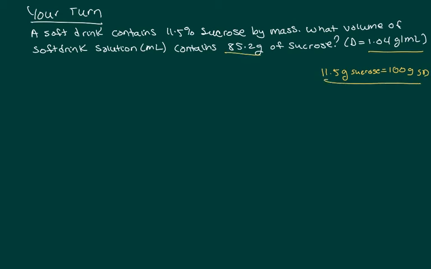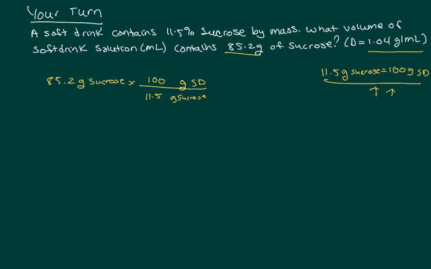Now let me start with what I'm given. I'm given 85.2 grams of sucrose, and I can go from grams of sucrose to grams of soft drink using this conversion factor. For every 11.5 grams of sucrose, I have 100 grams of soft drink from this definition here.